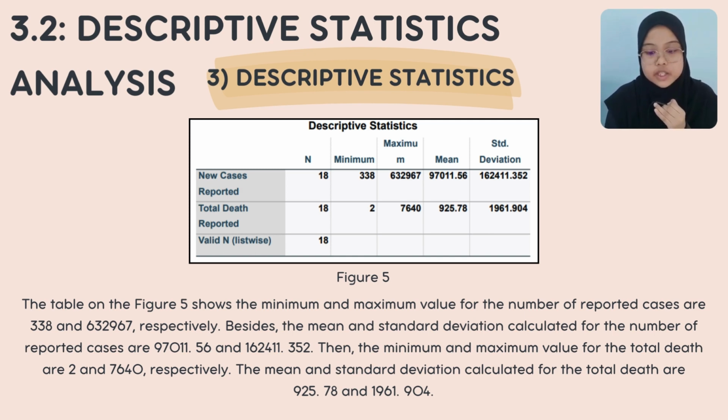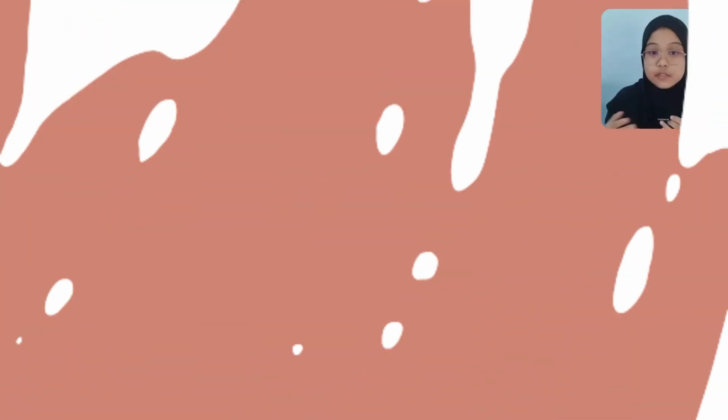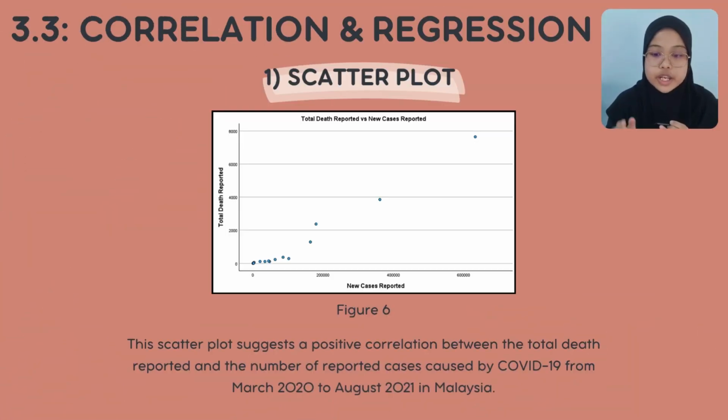The mean and standard deviation calculated for the total death are 925.78 and 1,961.904. For the next part, let's take a look at the correlation and regression part. For this part, we provided 4 important things, which are the scatter plot, correlations, regressions, and the graph for fitting a straight line. So the first one, let's take a look at the scatter plot for total death reported versus new cases reported.